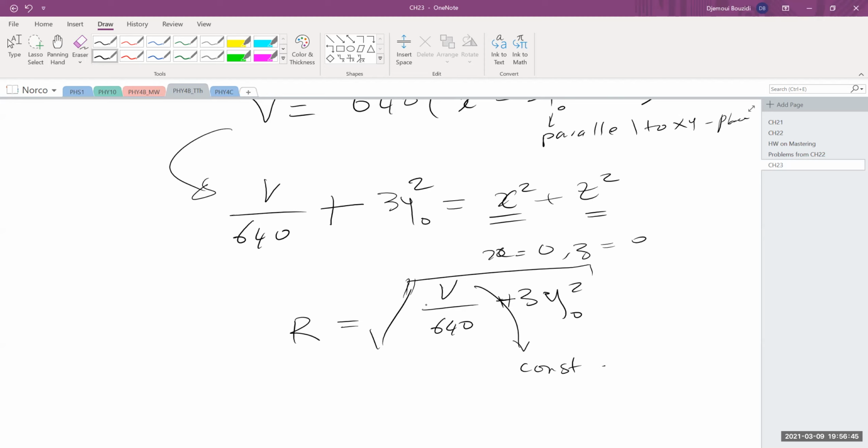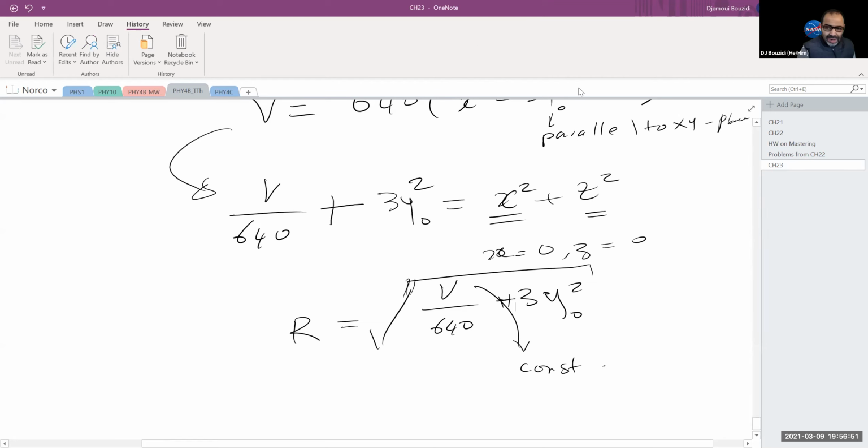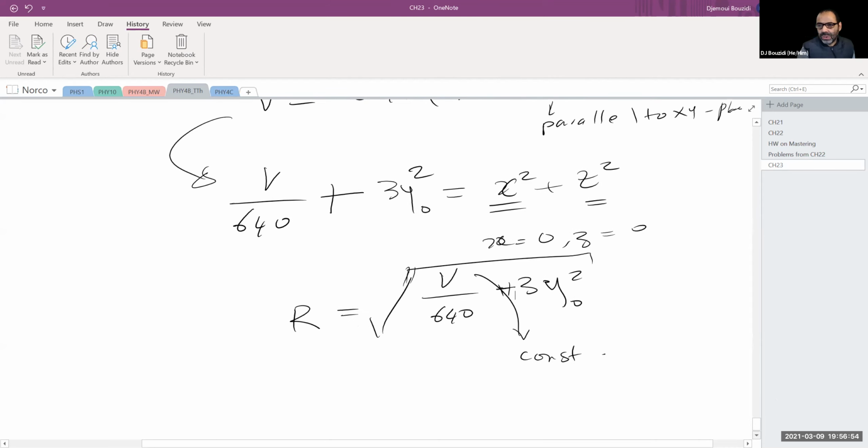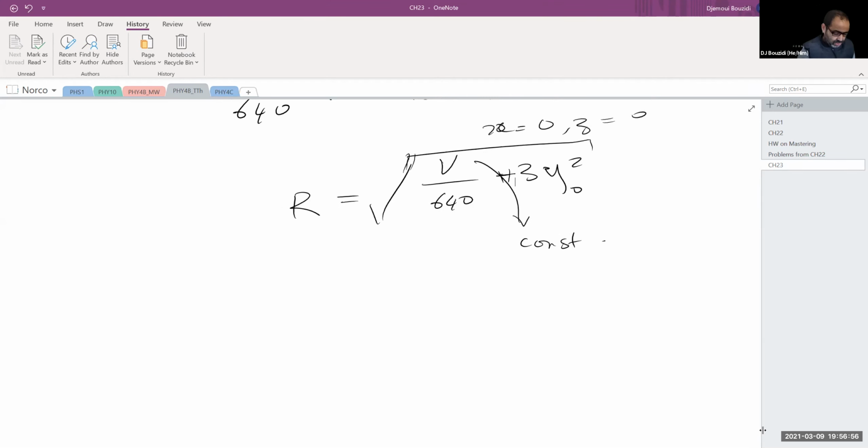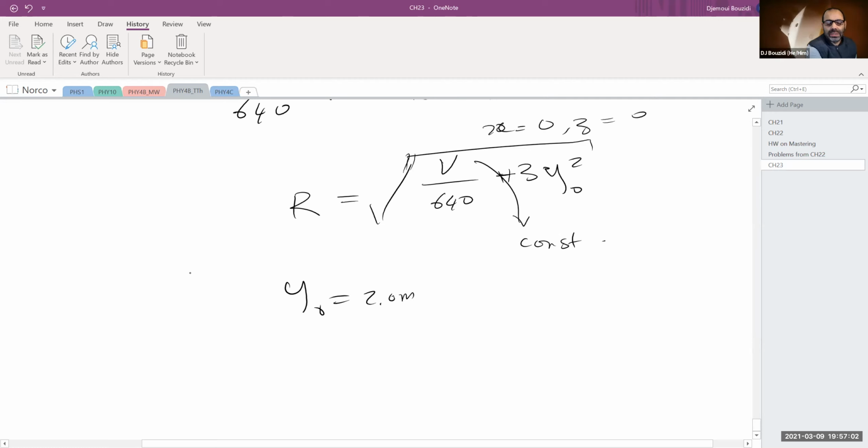Yes. Okay, so what is the radius of the equipotential contour corresponding to V equal to 1280, and also y is equal to 2 meters? So y naught is equal to 2 meters. That's the last question in here. That's question, what is it? E. And V is equal to 1280.